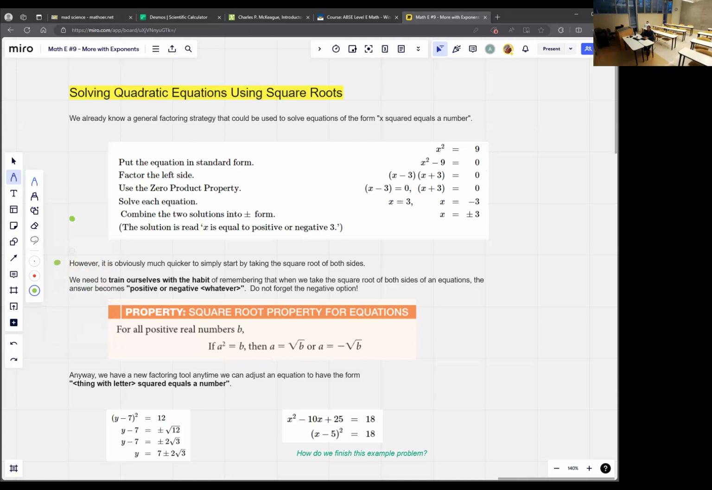However, it's obviously much quicker to just start by taking the square root of both sides. I could say x squared equals 9. Take the square root of both sides. The square root of x squared is x. And if you take the square root of a number, we're having to add a plus and minus in front to say that the plus and minus both work, because a negative times a negative would also be a positive 9.